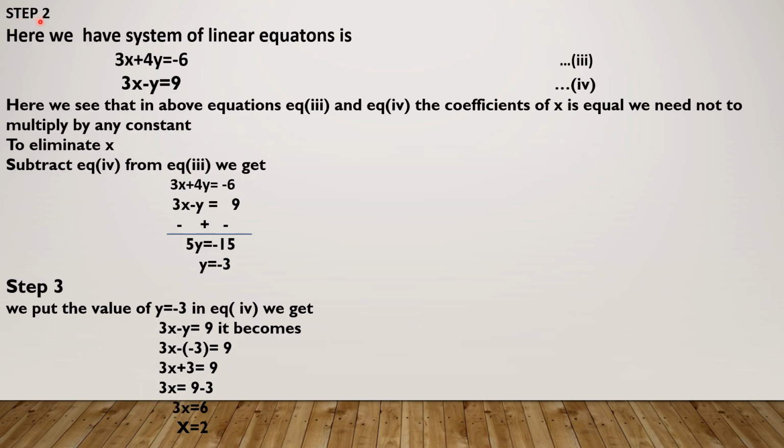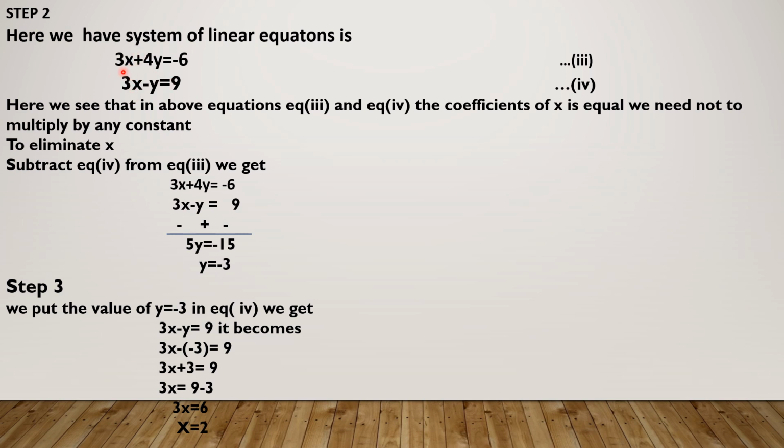So after transforming the given equations into linear equations in two variables, here we have a system of linear equations: 3x + 4y = -6, which we consider as equation number 3, and 3x - y = 9, which we consider as equation number 4. Now here we have to apply the method of elimination. For applying this method, we have to eliminate one of the two variables, and for eliminating that variable, we have to equate the coefficients of that variable, either x or y, in both equations. So here we eliminate variable x.